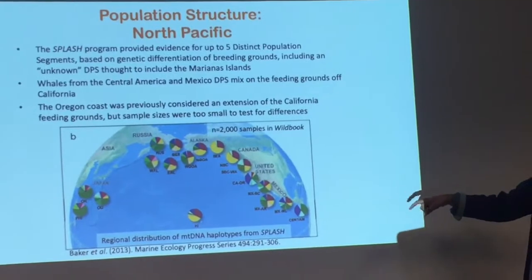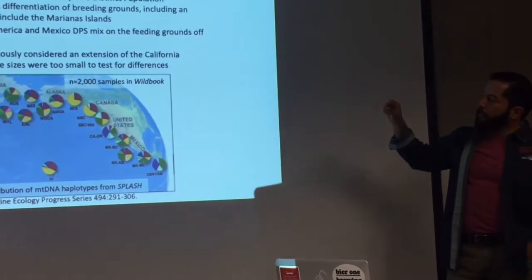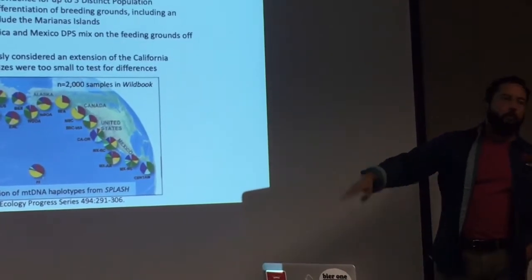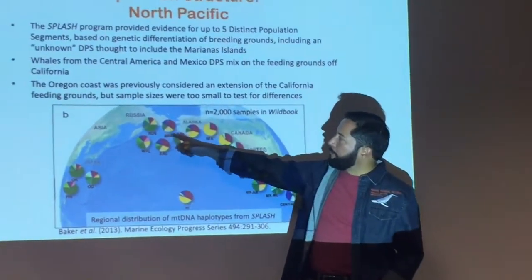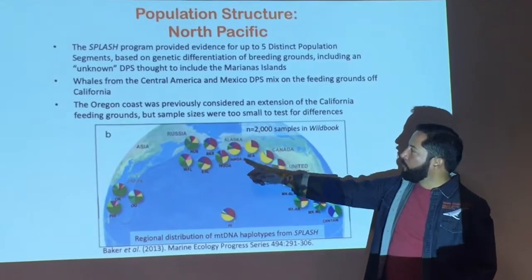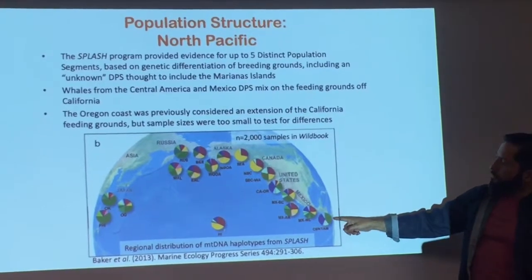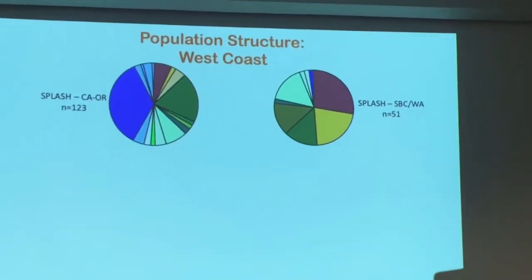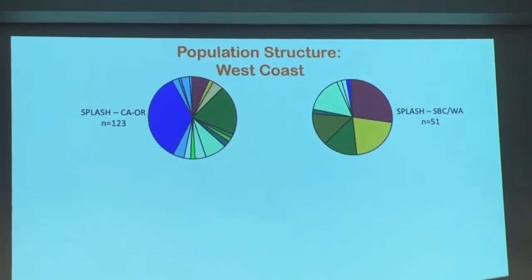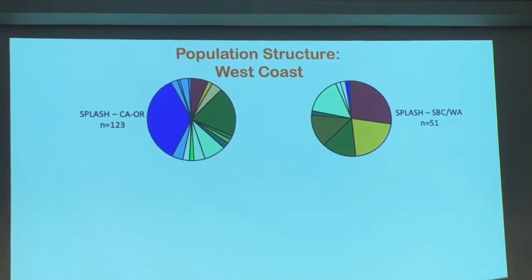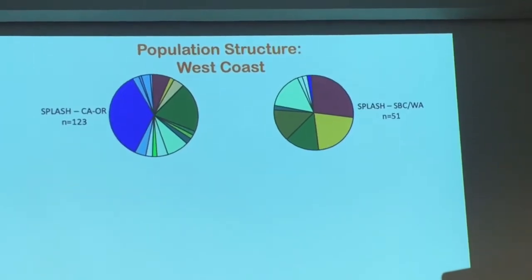And what you see is, each of those pies is the proportion of the different haplotypes of the whales. So what you see generally is a gradient, a transition from mostly green here, to a mix of blue and green and yellow and maroon, to mostly yellow and maroon, and then to mostly blue and green here. This is from that study, SPLASH, in the mid-2000s, and these are the proportions of haplotypes for California, Oregon, and for Southern British Columbia and Washington.